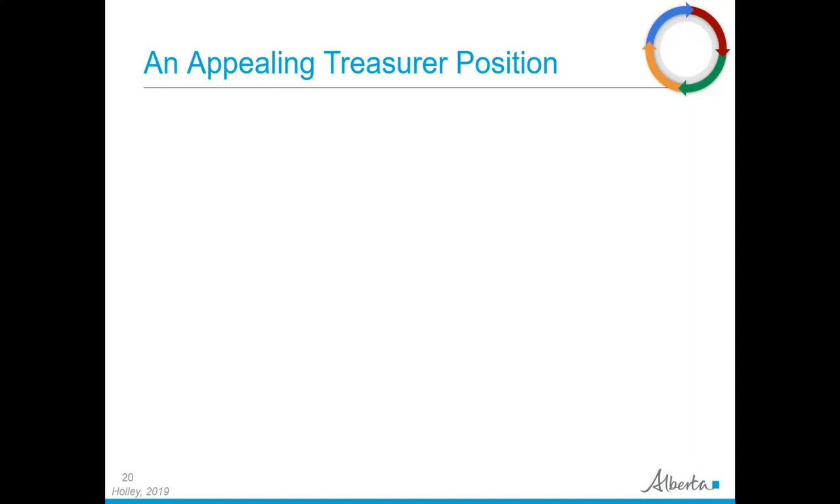And not surprisingly, it's not unusual for treasurers to burn out or for nonprofits to have difficulty recruiting people to take on the role. So now let's look at some ways to make the treasurer position more appealing so that your organization can retain the awesome treasurer you hopefully already have, and you are also able to recruit a strong candidate as a successor when the time comes.